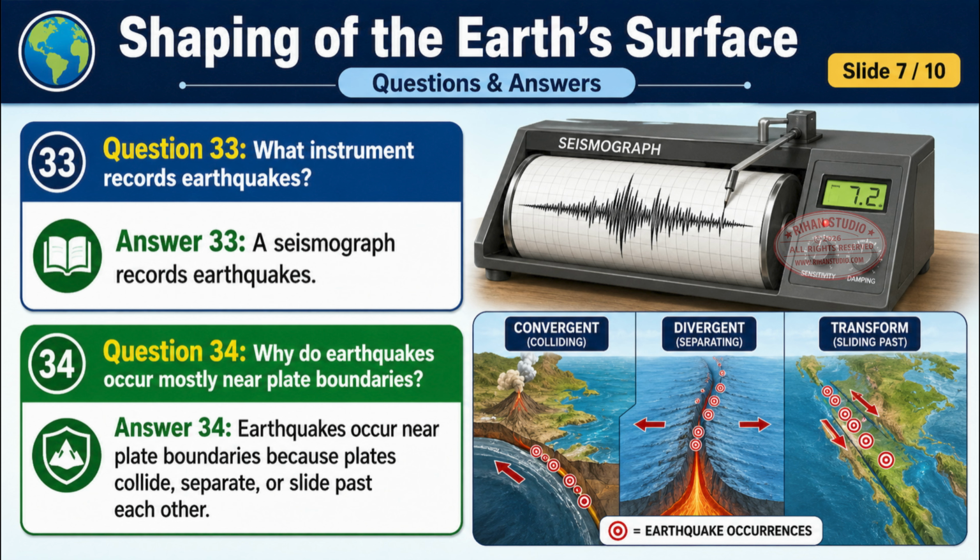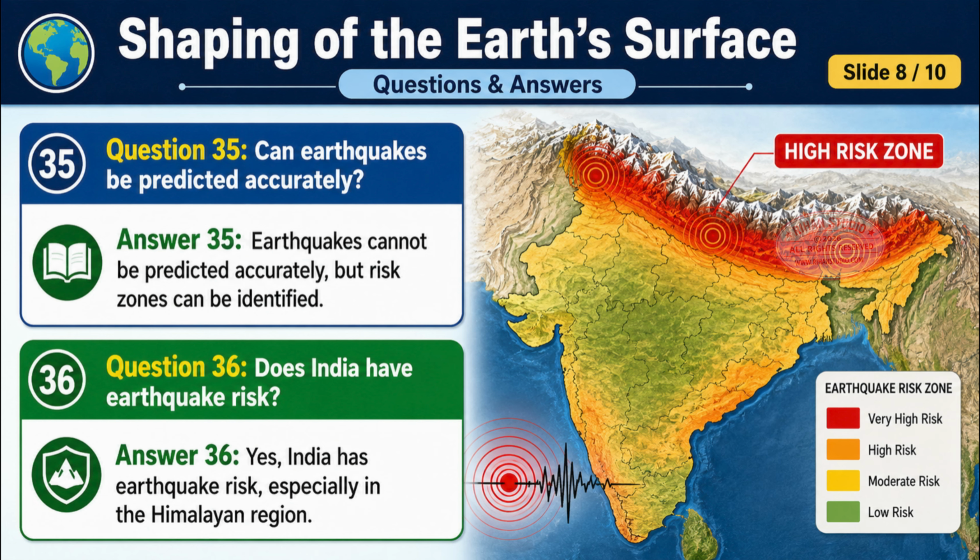Answer 34. Earthquakes occur near plate boundaries because plates collide, separate, or slide past each other. Question 35. Can earthquakes be predicted accurately? Answer 35. Earthquakes cannot be predicted accurately, but earthquake-prone zones can be identified.